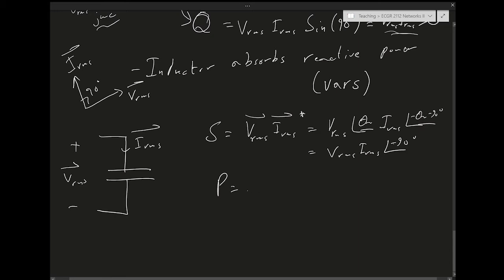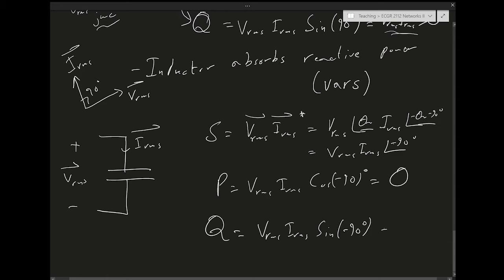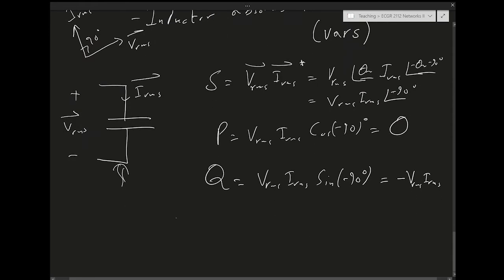So now P is still the same. P is VRMS IRMS cosine minus 90, which is still 0. It doesn't matter. The cosine is an even function, right? But now Q is VRMS IRMS sine minus 90 degrees. The sine is an odd function. Sine minus 90 degrees is minus. So it's going to be minus VRMS IRMS. So we established the fact that using this sign convention, and you always use this sign convention for power, right? The capacitor supplies reactive power because the sign turned out to be negative. So this is less than 0.